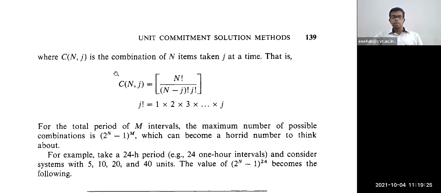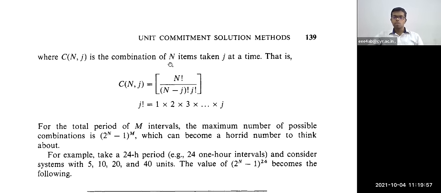Say for example, what is C of n comma j? C of n comma j is nothing but the combination of n items, that is n generating units, taken j at a time. j up to, say for example, j equal to 1 to 24 hours. So the combination is C of n comma j equal to n factorial divided by (n minus j) factorial into j factorial.